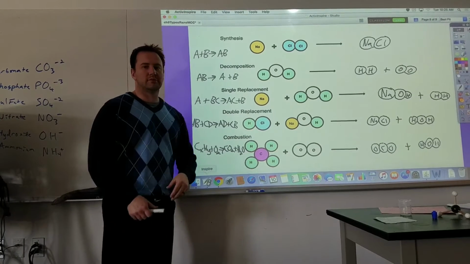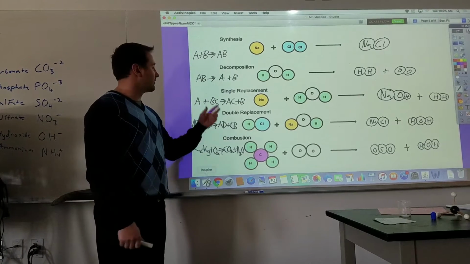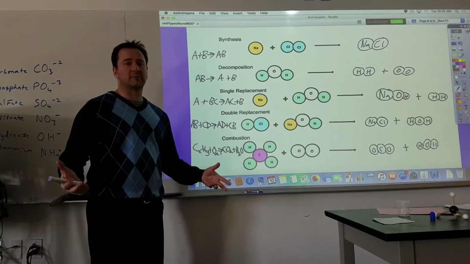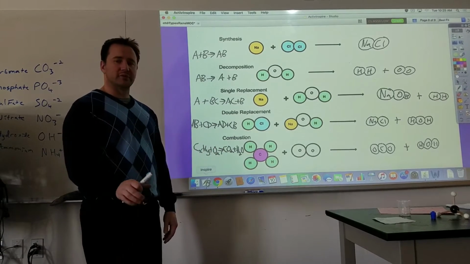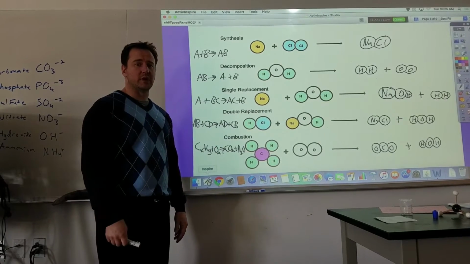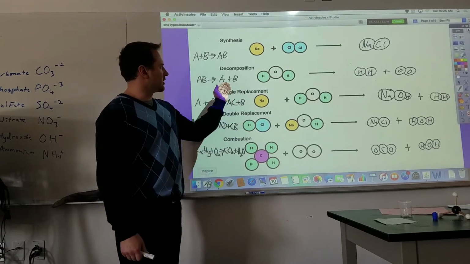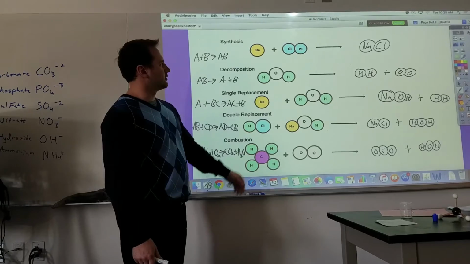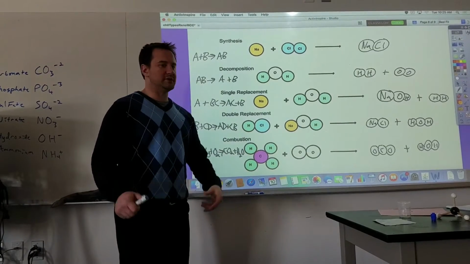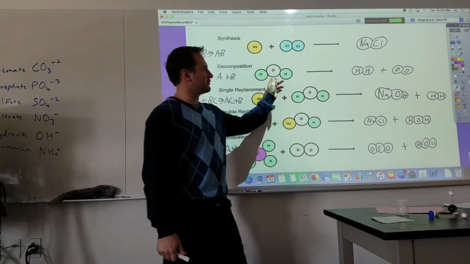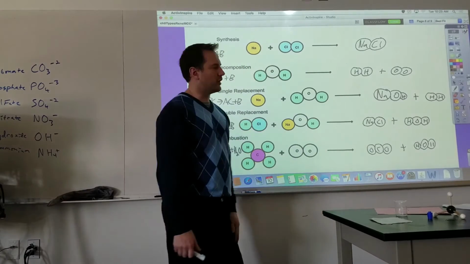Decomposition is when it's the exact opposite of synthesis. So you have one thing that's together initially, breaking apart into components. So there are a couple different types of these, and we're going to make a separate video on predicting decomposition reactions in particular. But the general formula, one thing breaking apart into two. So for example, if you decompose water, you would break it down into its two elements, hydrogen and oxygen.